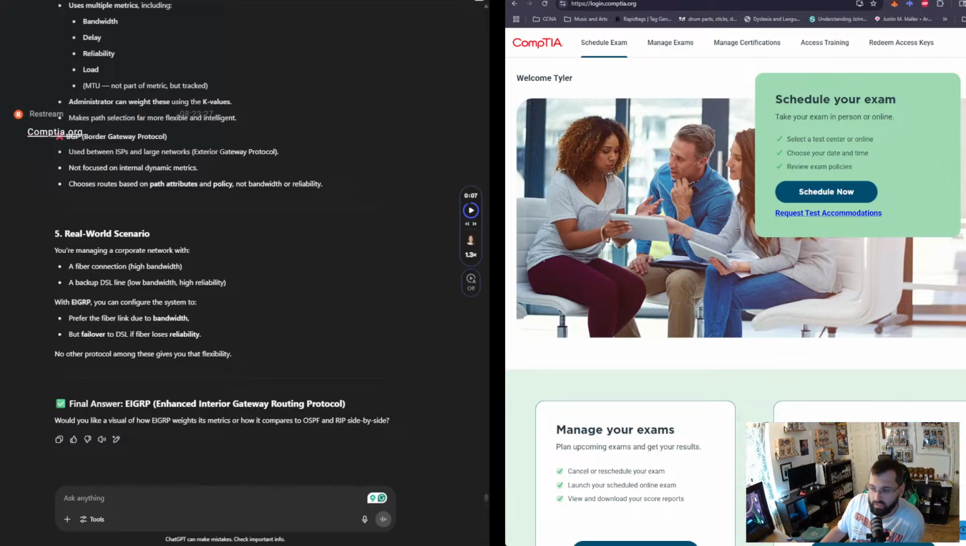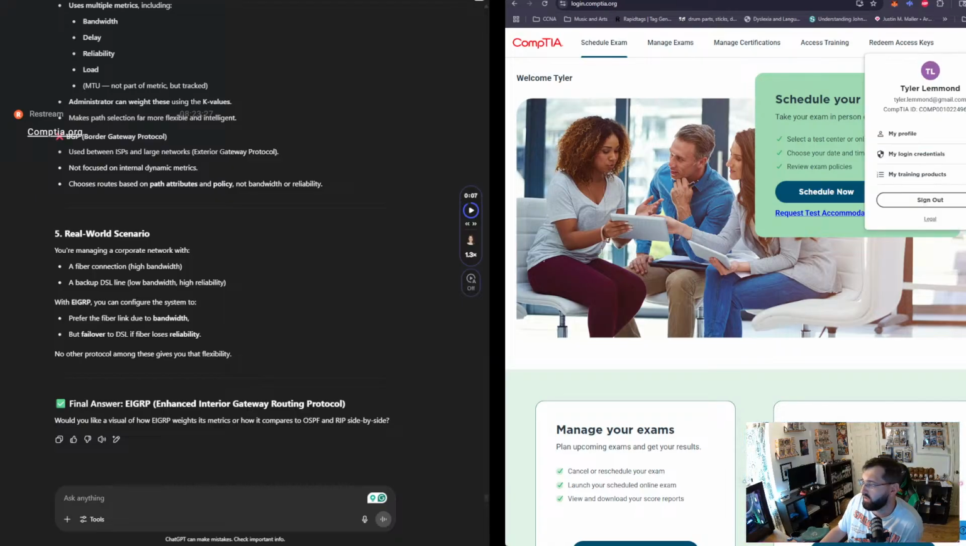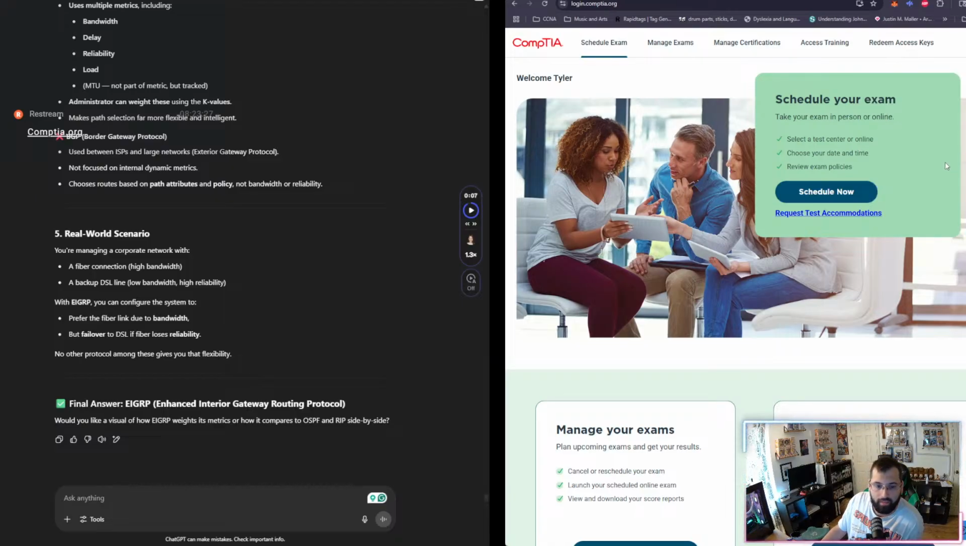CompTIA.org, and it's a little confusing because I don't want to... I just doxed myself. Okay. Oh, actually, no, I didn't. I don't think it popped up. It's a little confusing because they have multiple stores and stuff like that.